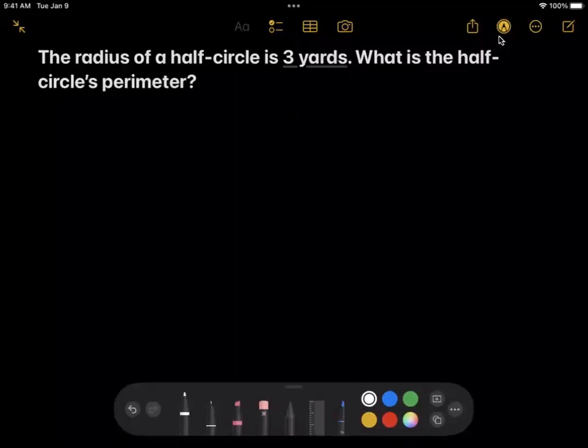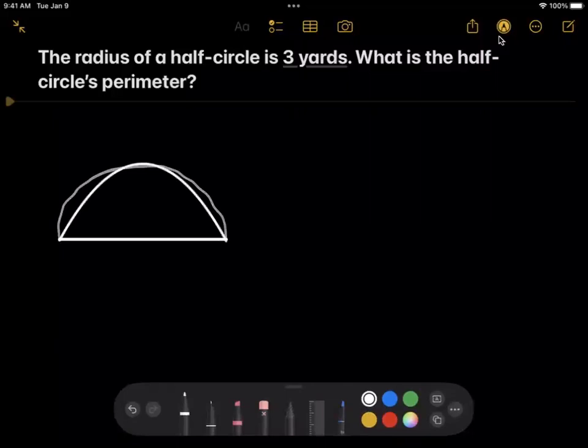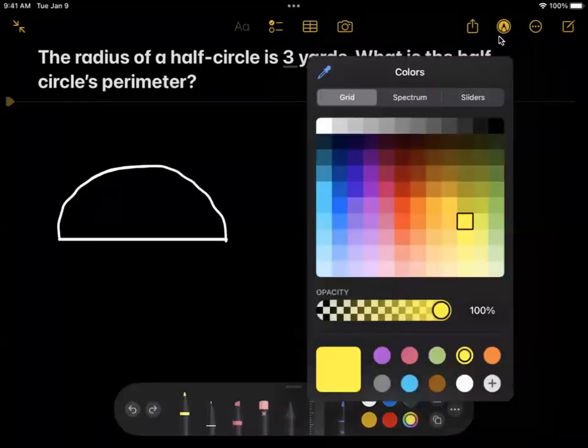A half circle looks something like this. I autocorrected a little strange, so I'm going to leave it like that. Okay, there we go. So that is what a half circle looks like. Now they tell us that the radius of this half circle is 3 yards.